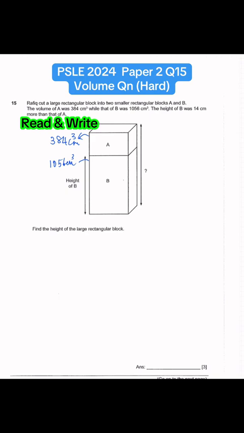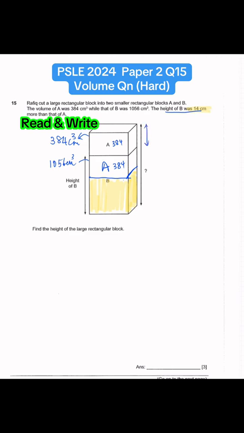As you can see, they did not give us the height of A or B directly, but they tell us that B was taller by 14 centimeters. So the first thing I want to do is to cut out an exact same block of A out from B, so that it will look like this. This is A and this is A. So both of these blocks will be 384, and this is also 384. As for the bottom portion, this is the one with the height of 14 cm.